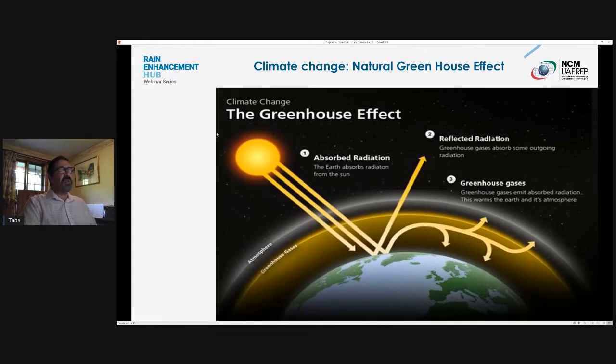Climate change, I believe everybody knows the concept. The radiation that is absorbed by the Earth, part of it is reflected. Greenhouse gases come and trap part of the reflected radiation. So the more greenhouse gases, the warmer the temperature of the atmosphere and the Earth. Climate variability is a bit more complex.